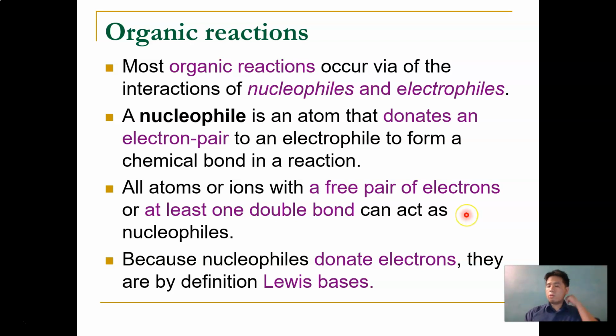Okay, so now we go a little bit into organic reactions. Most organic reactions occur because nucleophiles interact with electrophiles. A nucleophile is something that donates an electron pair. Usually a nucleophile is something with a free electron pair or at least one double bond, which allows them to have extra electrons that they can donate. So they are by definition Lewis bases. Here we use the Lewis definition of acids and bases.